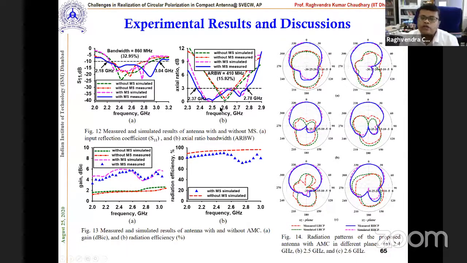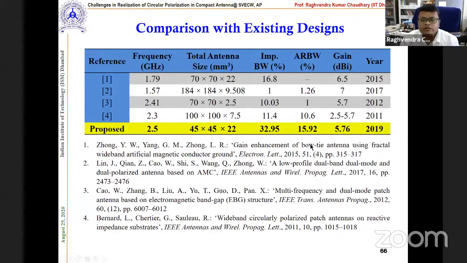So this could be utilized in many applications because 2.5 is the ISM band, and many applications fall in this band, correct? And we have the CP antenna, a very small antenna. The gain is also sufficient, around 5 to 6 dB. And this is the radiation pattern, a stable radiation pattern, and the maximum is at 0 degrees. We compared these results with previously published papers also, and we found it's really very small.